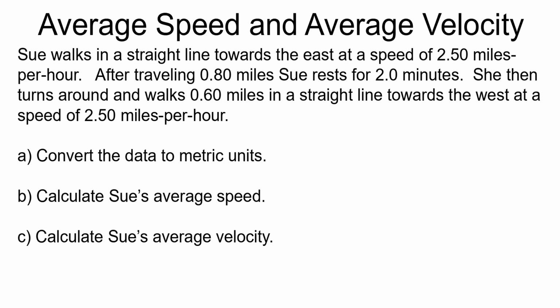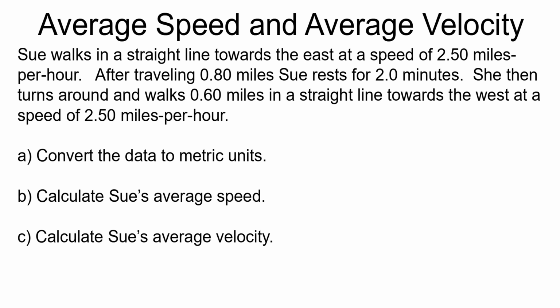We have a person, Sue, that's walking in a straight line towards the east at a speed of 2.5 miles per hour. Sue walks for 0.8 miles and then rests for 2 minutes, stays in place with no motion. She then turns around and walks 0.6 miles in a straight line towards the west at the same rate, 2.5 miles per hour. So this person is moving in a straight line, part of the motion to the east, part of the motion to the west.